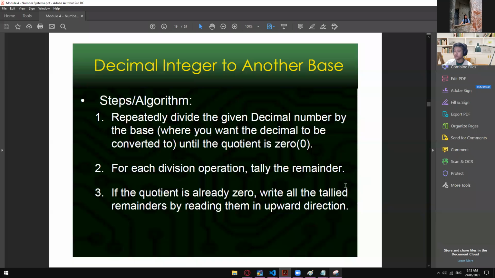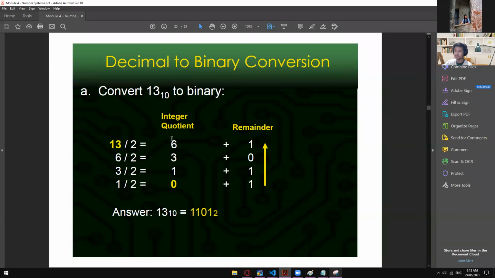Okay? For you to be able to appreciate this one a little bit more, let's have an actual example. Before, we just kept on multiplying things, but in here we now need to divide and divide and divide until you get an integer quotient of 0. So let's start with this one. Letter A, convert 13 base 10 to binary. In here, our divisor is the base where you want to convert this decimal. This decimal is being asked to convert to binary, so binary is our divisor. Binary is base 2.